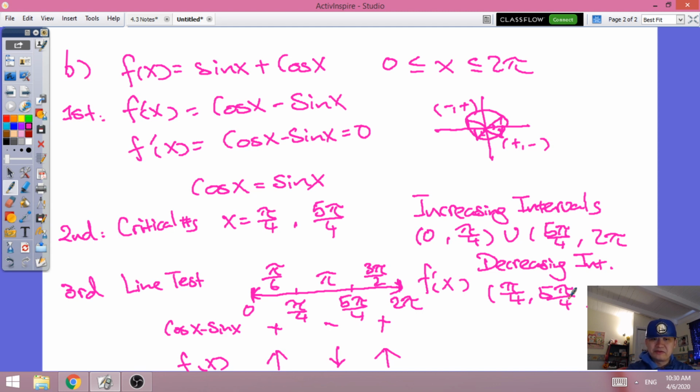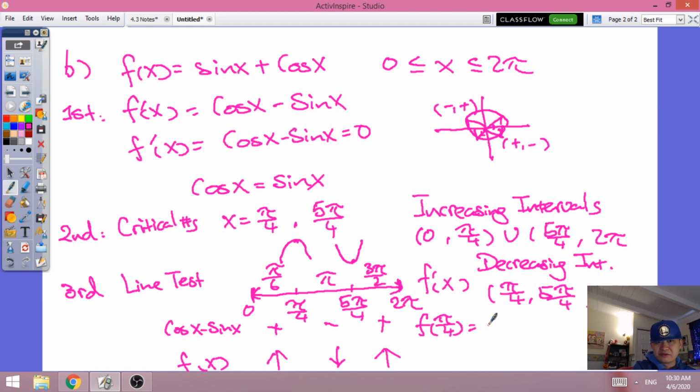And now, what about the local max and the local min? As you can see here, this one is increasing then decreasing, so that means at pi over 4 we're guaranteed a local max. And then from here, decreasing and then increasing, so at 5 pi over 4, there's a local min. And also you need to plug a number back in to find out exactly what y is. So f of pi over 4.